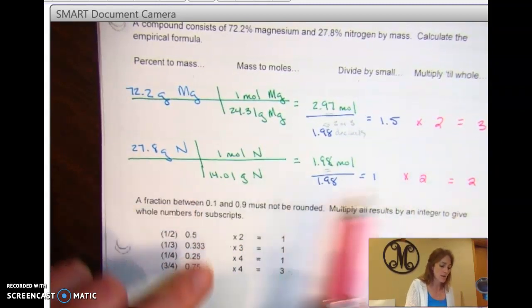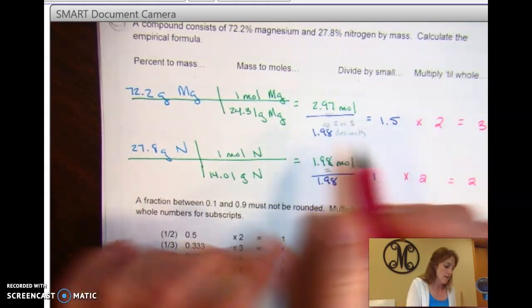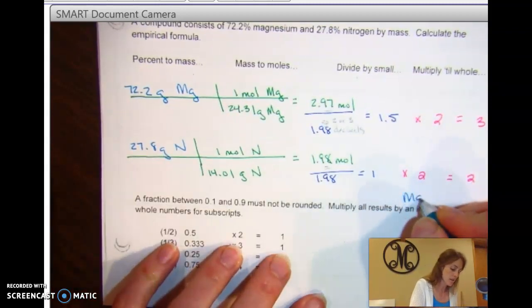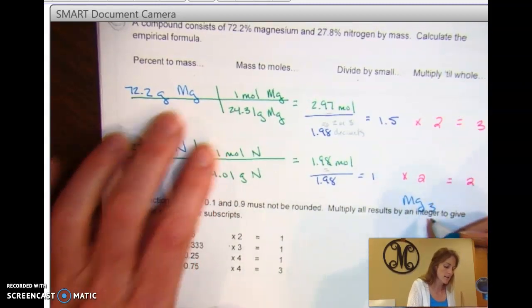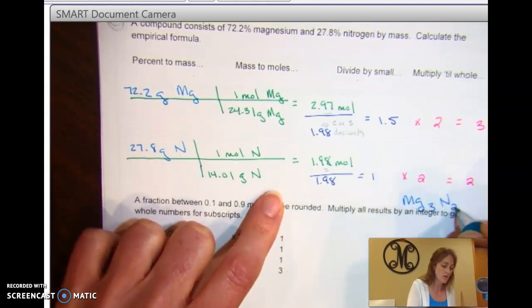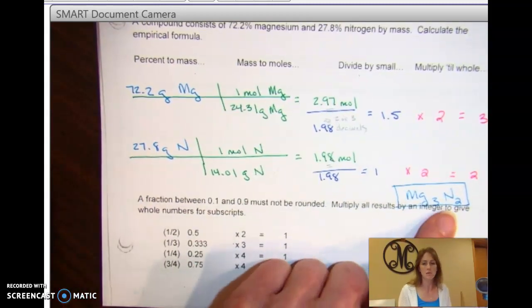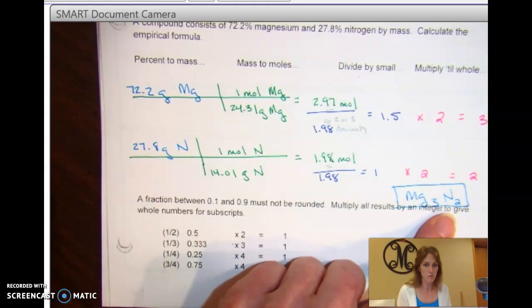So now the formula for this is going to be Mg. I'm going to have 3 magnesiums for every 2 nitrogens. Mg3N2 is our empirical formula.